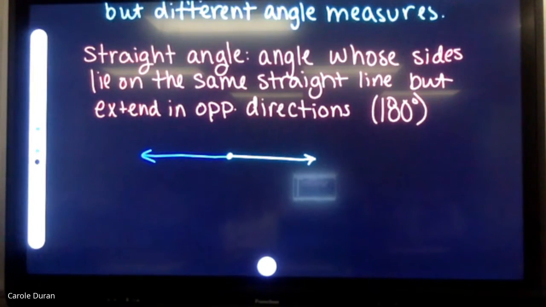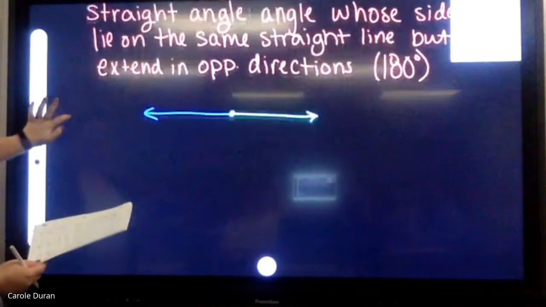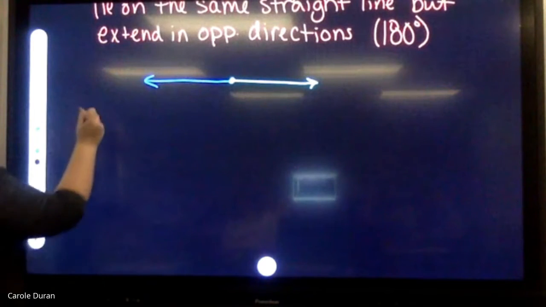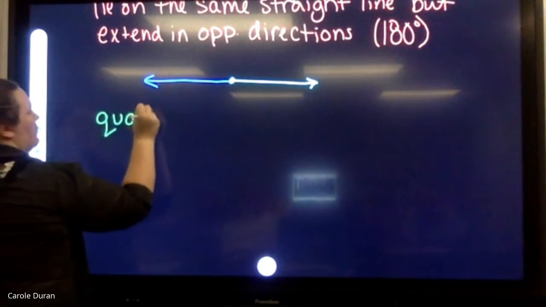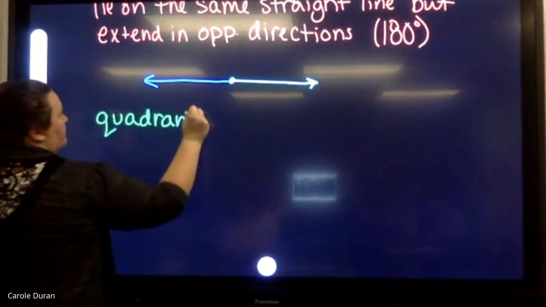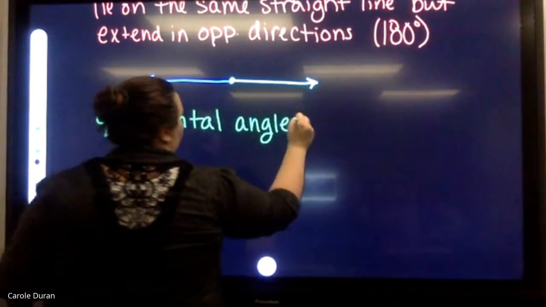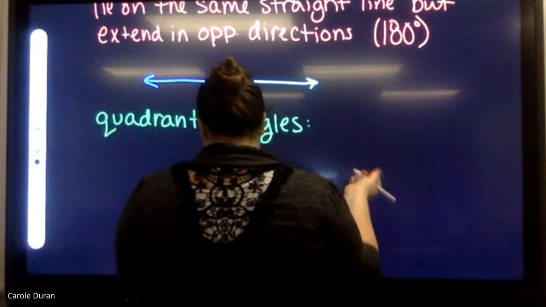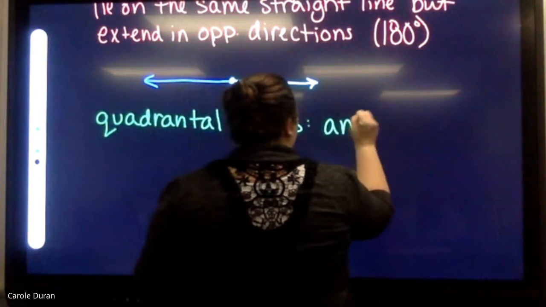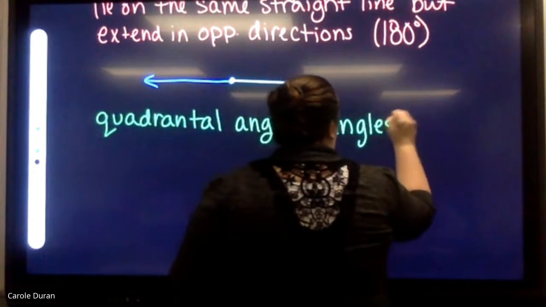Outside of coterminal angles and straight angles, we also have quadrantal angles. And these are angles whose terminal sides lie on an axis.